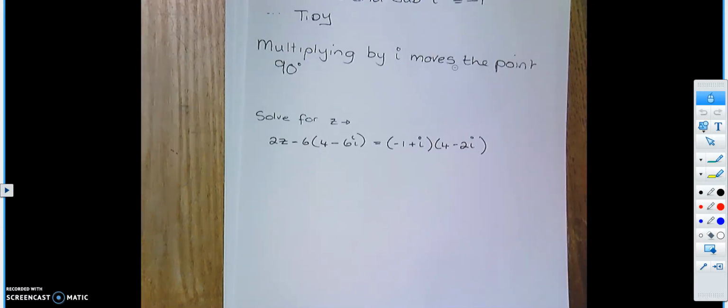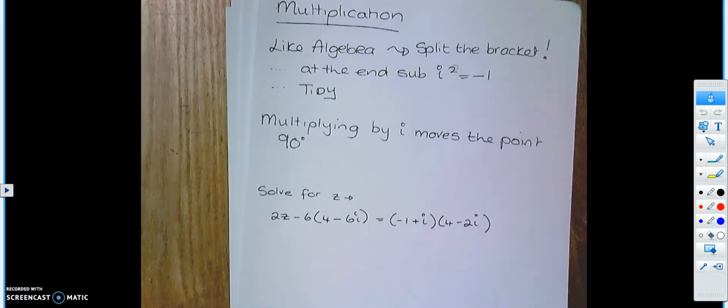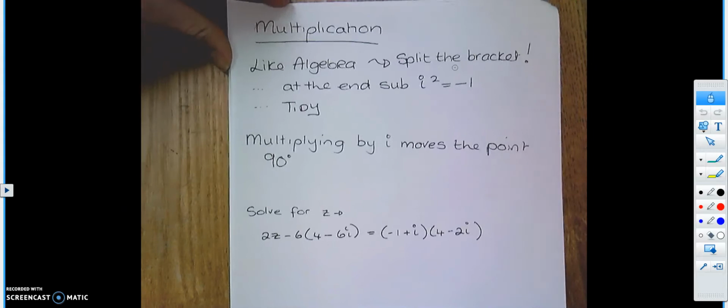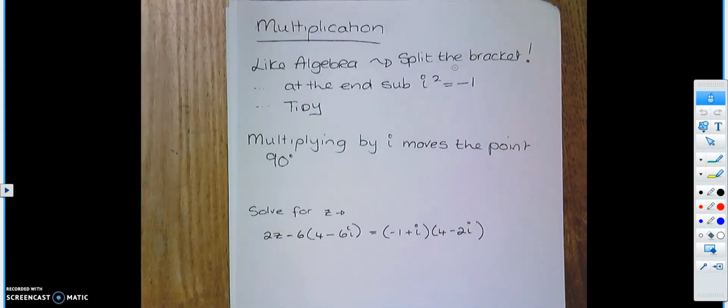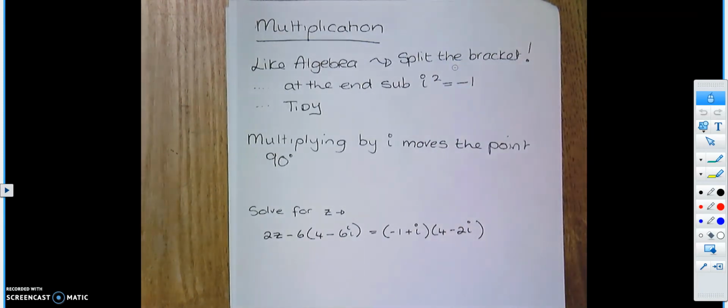Okay, the next thing you have to do in complex numbers, move the page around so you can see, is multiply. All right, so multiplication. In terms of multiplication, it's like algebra again. You'll be splitting the brackets, multiplying two brackets together. At the end of the sum, you're going to sub in i squared equal to -1. So everywhere there's an i squared, you're going to replace it by -1. All right, and you have to remember to tidy up the sum at the end.